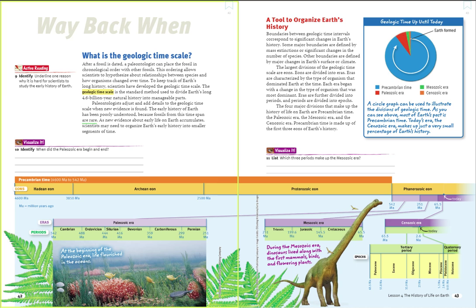Okay, there is a question here that says, underline one reason why it is hard for scientists to study the early history of Earth. Well, simply, the fossil record in that case is rare. They didn't find anything to study, or we can say they found some, but it wasn't enough to make a fossil record for such an era. So, to underline that reason, we simply say the early history of Earth has been poorly understood. Why was it poorly understood? Because fossils from this time span are rare. They didn't find more fossils to study. So the fossil record in that case is leading nowhere. Okay.